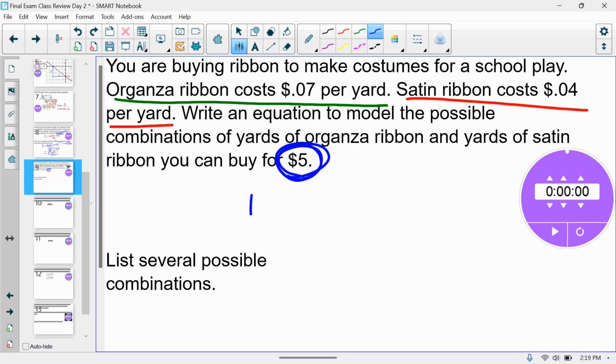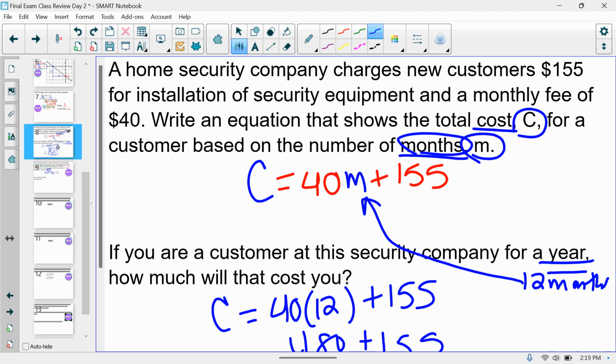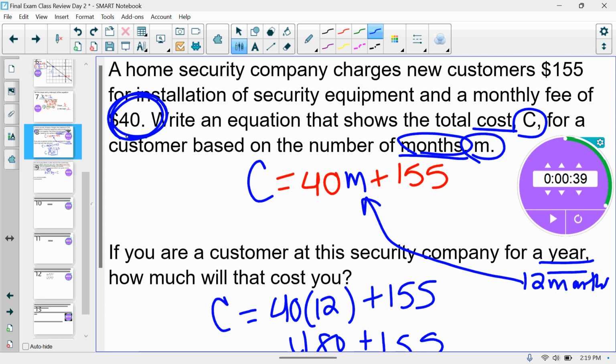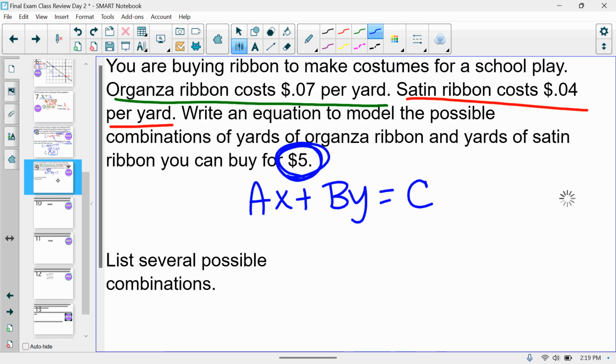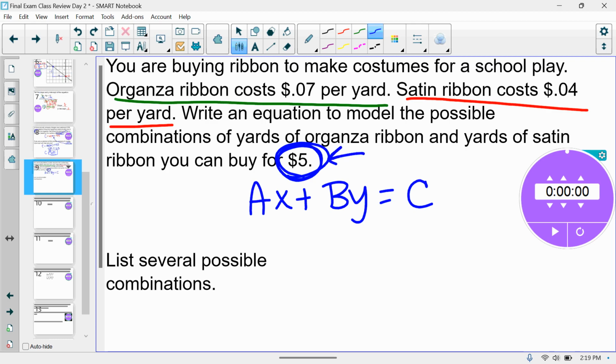So did anyone realize that what we should be doing is writing a standard form equation this time? Okay, so the last one was slope-intercept form because we were given the slope. We don't really have a number here this time that would represent the slope, but we do know the total amount we want to spend is $5. Whenever you know what the total is supposed to equal, oftentimes that should be a hint that it's going to be a standard form equation, okay?